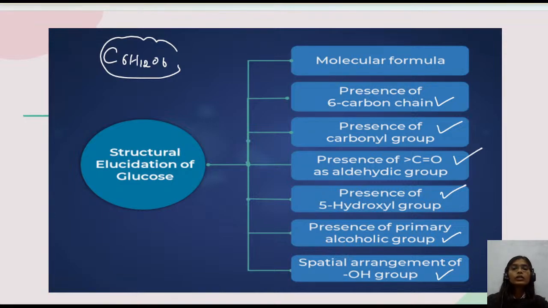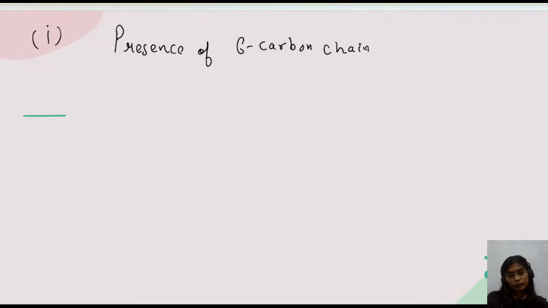First of all, how was it observed that glucose has a total of 6 carbons? Let's try to understand this point. Sometimes the question will be how to justify that 6 carbons are present. So point number one: presence of a 6 carbon chain. Let's see: it's CHO, then CH2OH, 4 times, and then CH2OH.